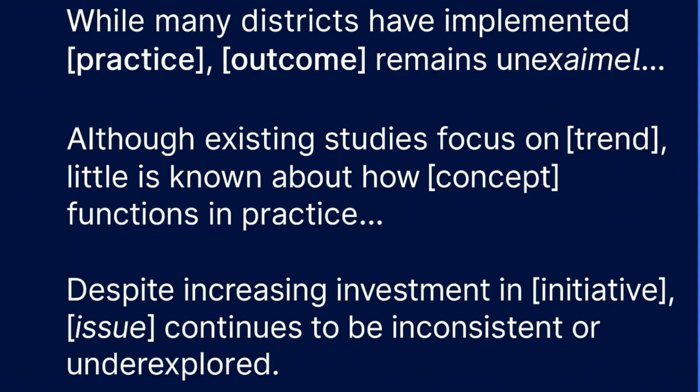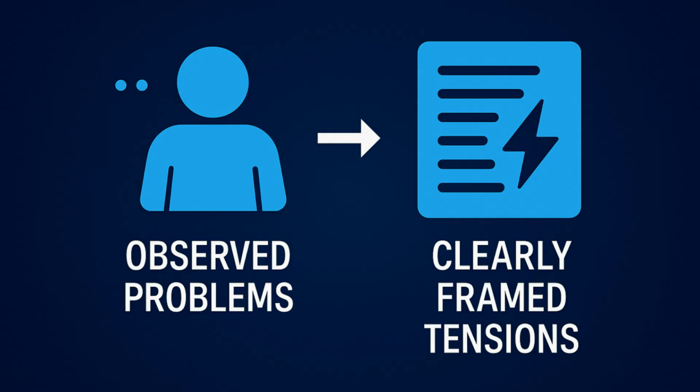The Aligned Dissertation Workbook also demonstrates multiple sentence patterns that help articulate this kind of gap, without ever saying the word gap. For example, while many districts have implemented practice, outcome remains unexamined, or although existing studies focus on trend, little is known about how concept functions in practice, or despite increasing investment in initiative, issue continues to be inconsistent or underexplored. These patterns can help you transition from observed problems into clearly framed tensions.